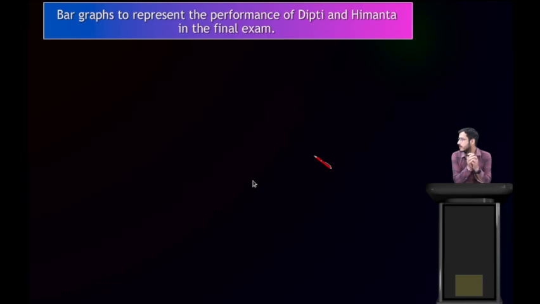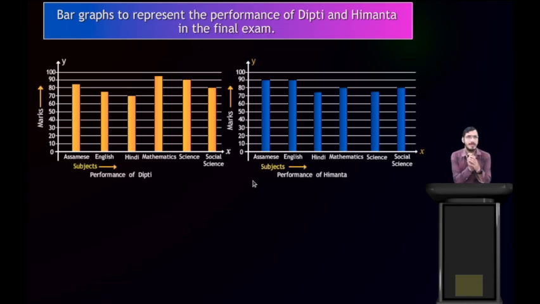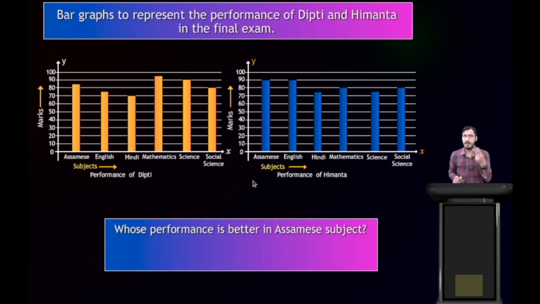Now, bar graphs to represent the performance of Dipti and Himanta in the final exam. So you can see the bar graph here. Dipti and Himanta's scores are here. Performance of Dipti and performance of Himanta. There are two separate bar graphs here.